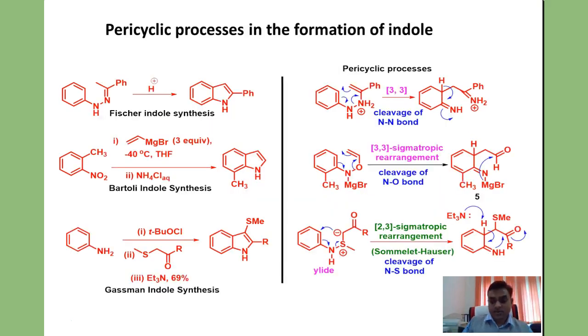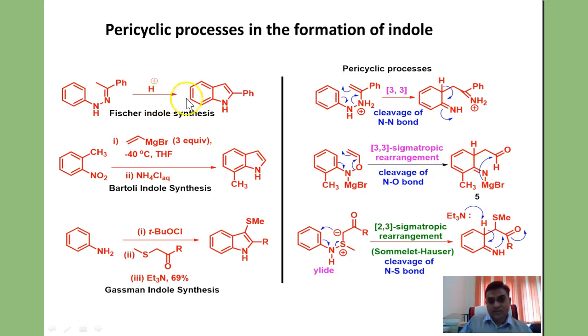So in this way, we have learned two important reactions. One is the Bartoli indole synthesis and the other is the Gassman indole synthesis. In both cases, what is important is a 3,3 sigmatropic rearrangement and a 2,3 sigmatropic rearrangement. Here in the Gassman indole synthesis, a sulfur halide is there. It's a 2,3 sigmatropic rearrangement, whereas in the Bartoli indole synthesis it is a 3,3 sigmatropic rearrangement.